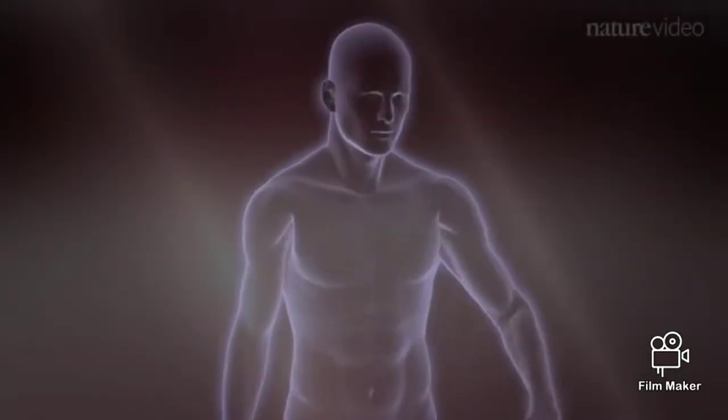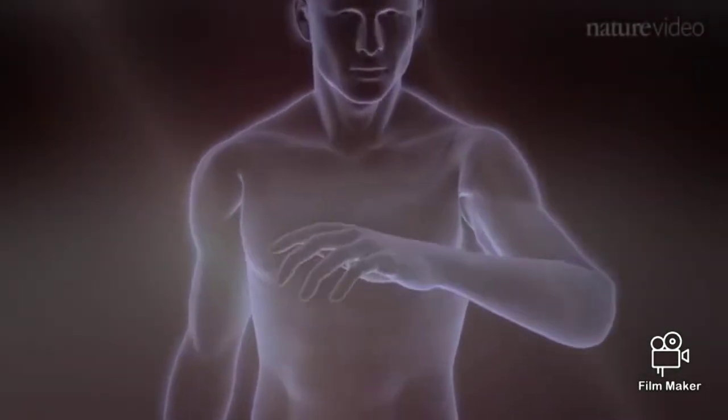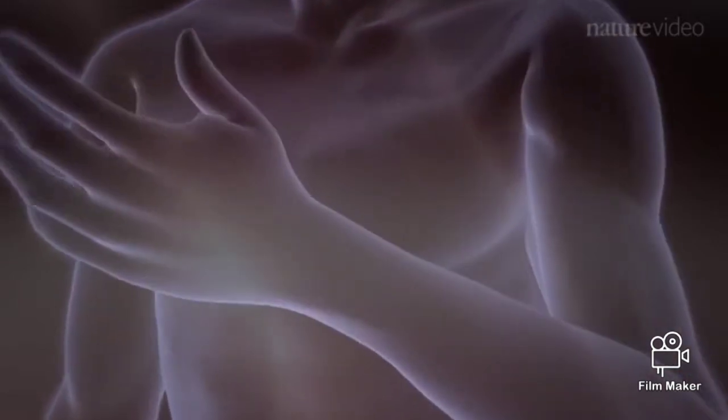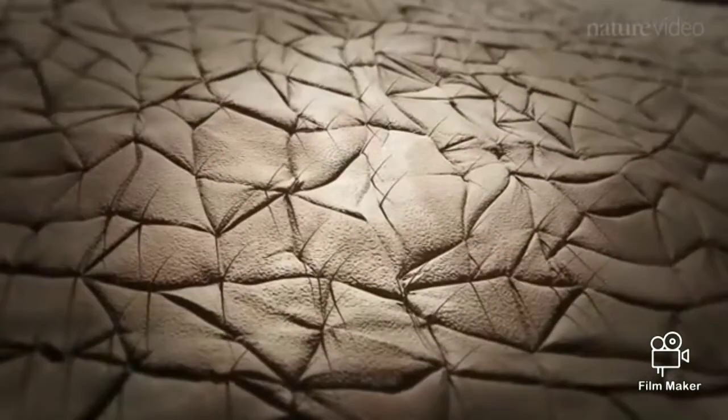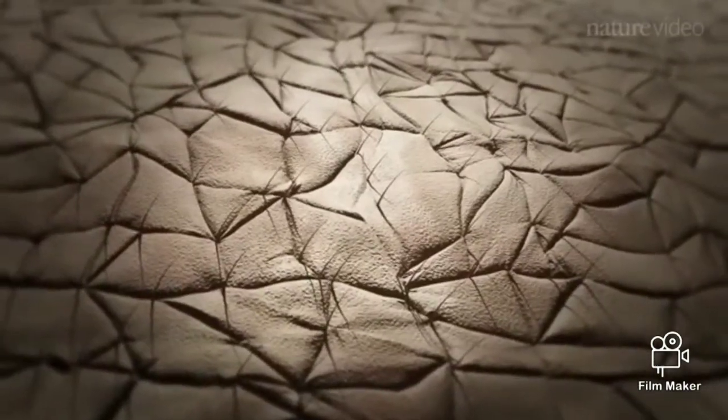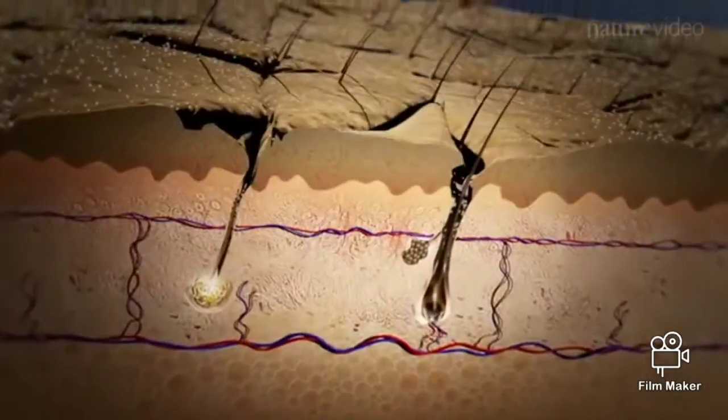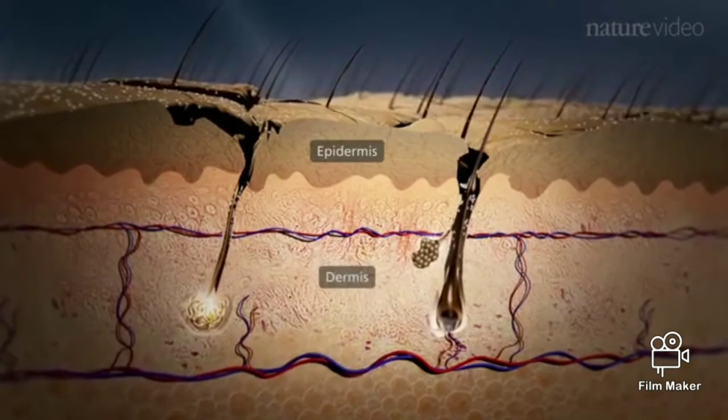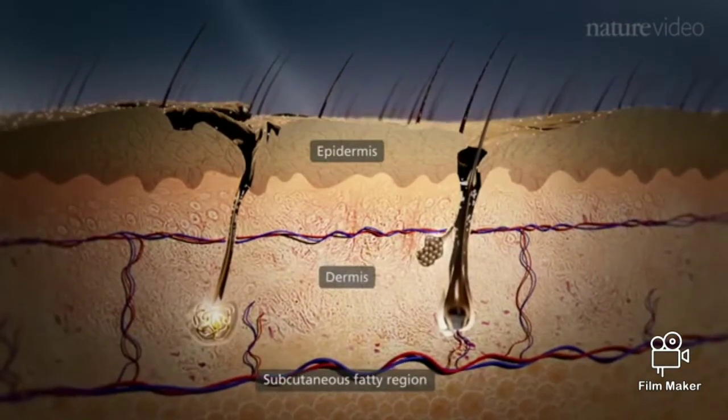The skin is the body's primary barrier against physical insults and microbial pathogens. It represents a unique environment in which immune cells interact with skin cells to maintain tissue homeostasis and induce immune responses. The skin is composed of epidermis, dermis, and a subcutaneous fatty region.